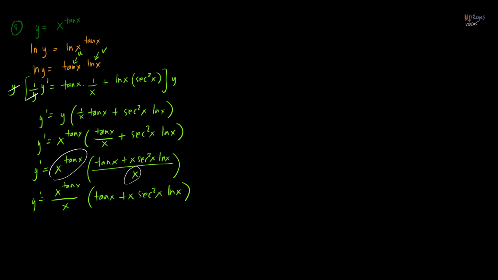Okay, now when we divide expressions with the same base, what we do is copy the base and subtract the exponents. Remember that the exponent of x in the denominator is 1, so we can just write y prime as x raised to tangent of x minus 1, times the same expression inside the grouping symbol, tangent x plus x secant squared x ln of x. So we can avoid writing our final answers with fractions by doing this. This is the derivative of y with respect to x.